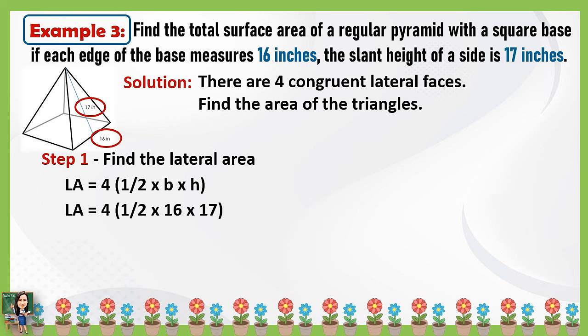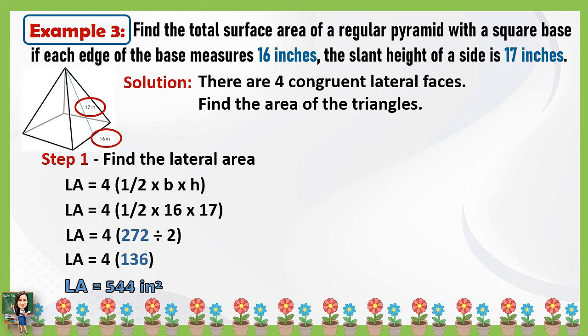Multiply first, 16 times 17 equals 272. Then 1/2 means divide by 2. 272 divided by 2 equals 136. Then multiply 4 times 136 equals 544 square inches. This is the lateral area.